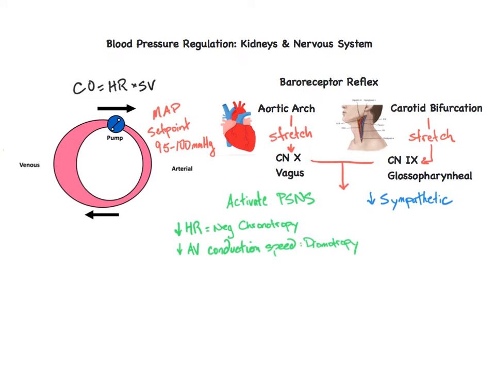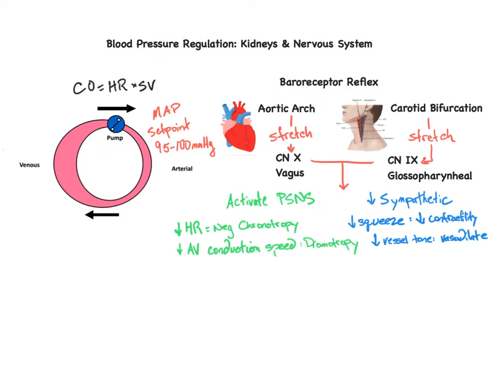Decreasing the sympathetic input has the same effect as the parasympathetic nervous system, but the sympathetic system also regulates the squeeze and the vessel tone, so decreases in sympathetic input will decrease the squeeze and decrease the vessel tone.